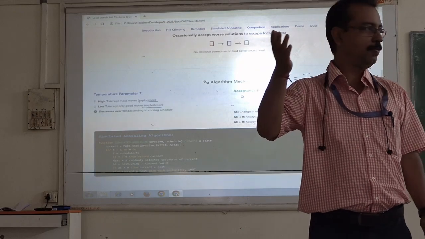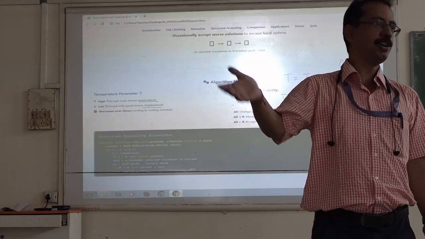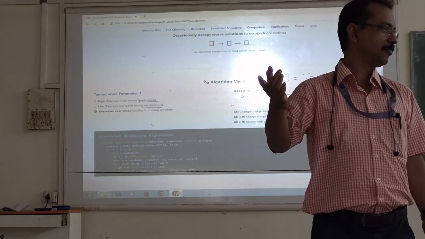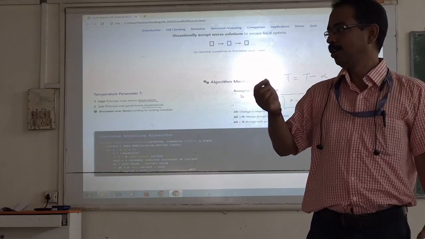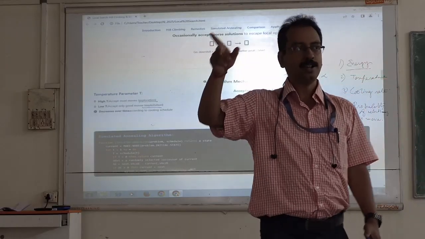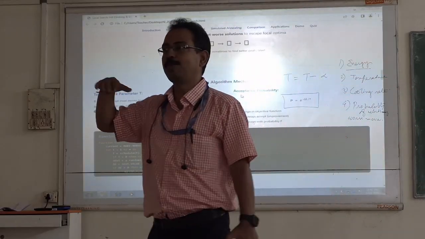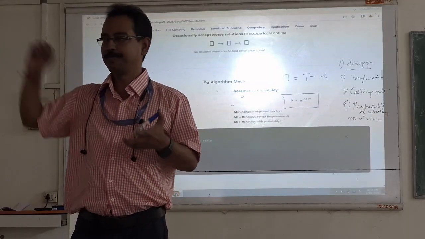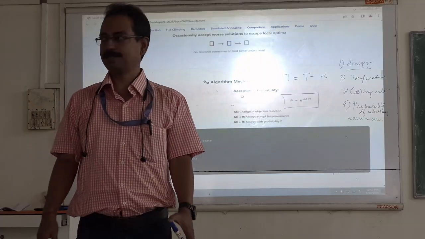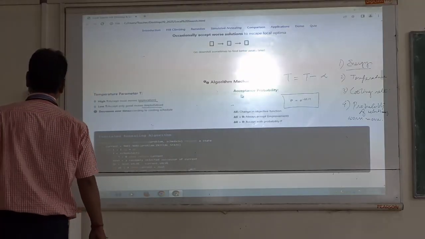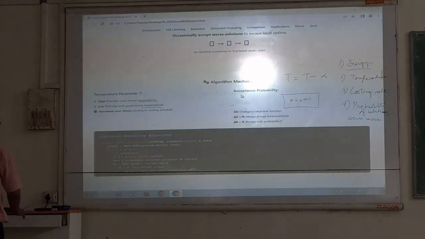If you are getting a better move, select. If you are getting a worse move, again calculate the probability. Then again cool. So in this way it will continue. Now whenever there is a probability of taking a worse move, it means I am actually exploring the other part of the search space. Am I clear? One example I can show you.